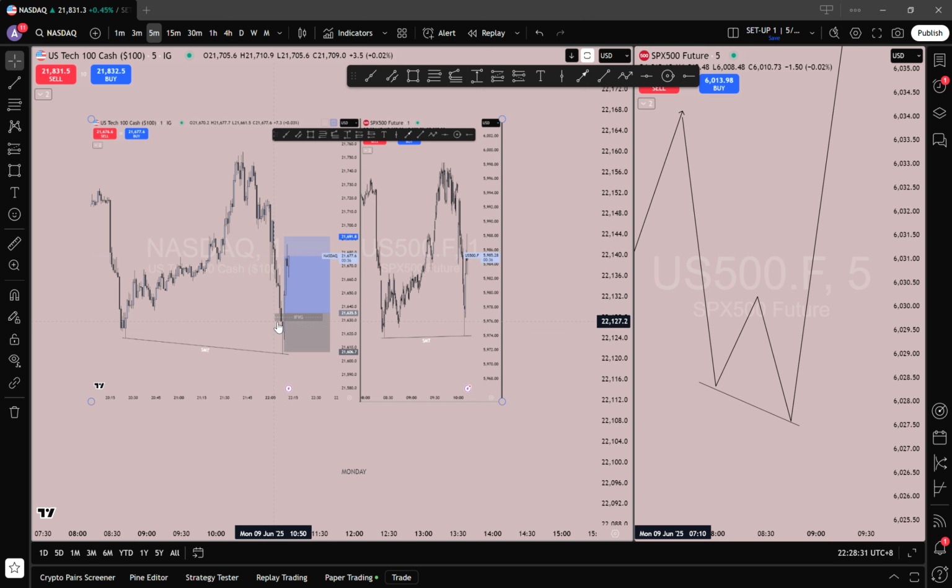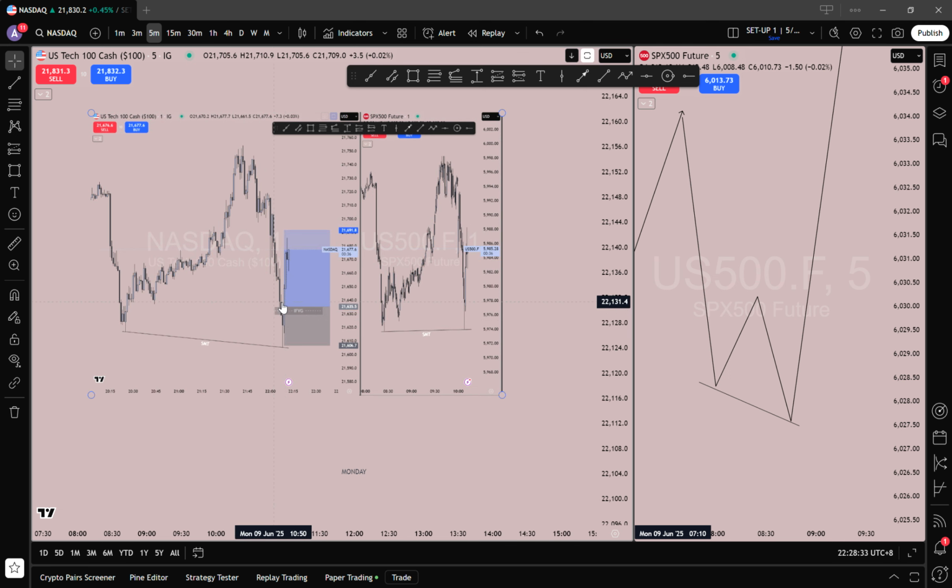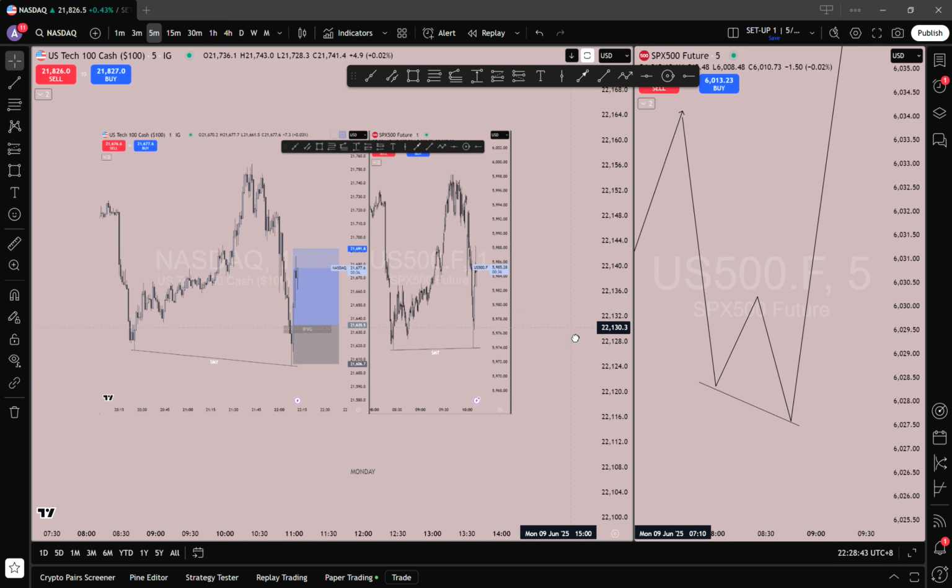And then there's an inverse fair value gap here, where since it inversed, I just enter a buy. For here I could have targeted over here. If you targeted here, you would have won also. But I just targeted a 1-to-2 risk to reward ratio, because that's enough for me.